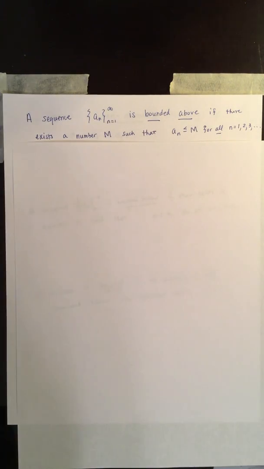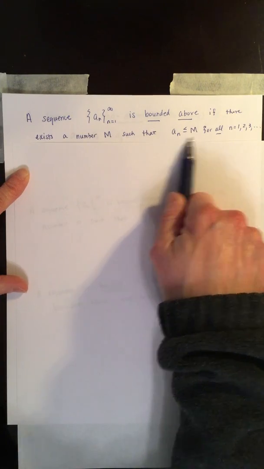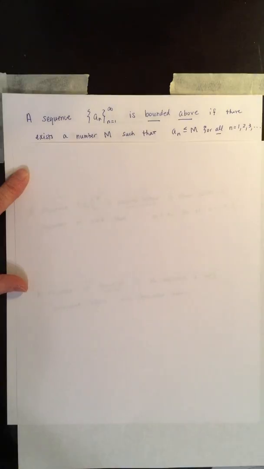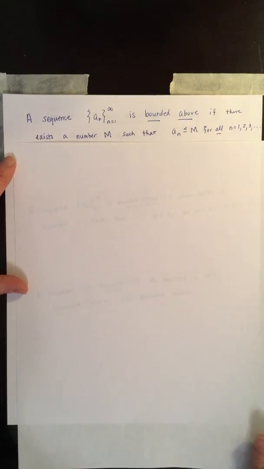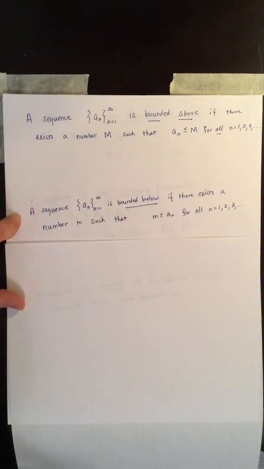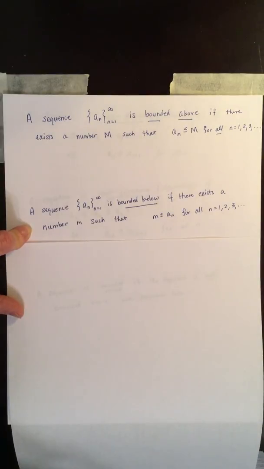We also talk about sequences being bounded. A sequence is bounded above if there is some number m such that all the terms are less than or equal to that number m for all the terms of the sequence. We would say that a sequence is bounded below if there is some number m such that m is less than or equal to the terms for all n equal 1, 2, 3, and so on.